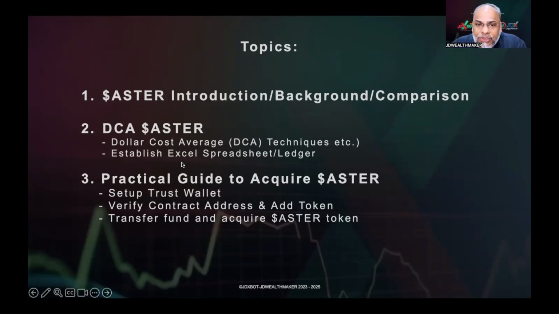So I'm going to share with you the spreadsheet. You need to establish the spreadsheet or the log activity for the DCA. Then I'm going to go through the practical guide to acquire ASTER. I'm going to show you how to set up the Trust Wallet, verify the contract address and add the token, then how to transfer your fund and start to acquire the token from the Trust Wallet.